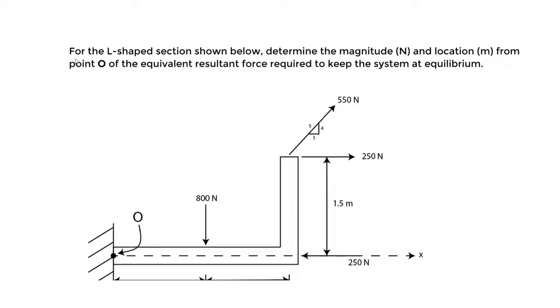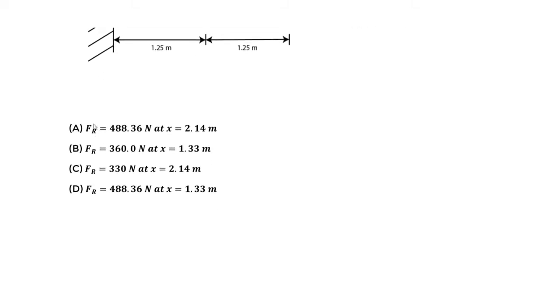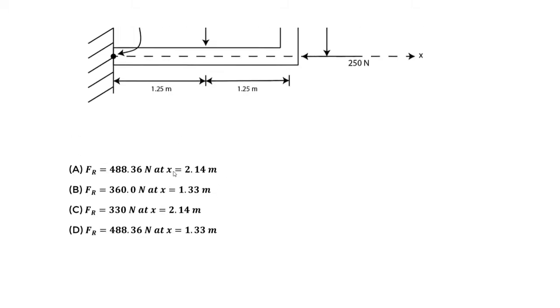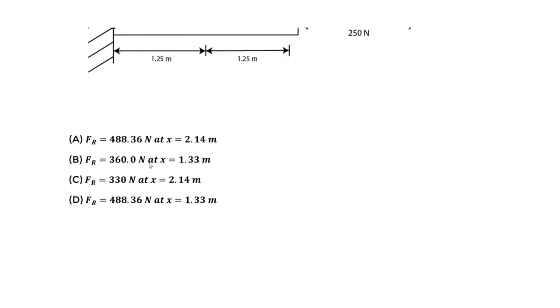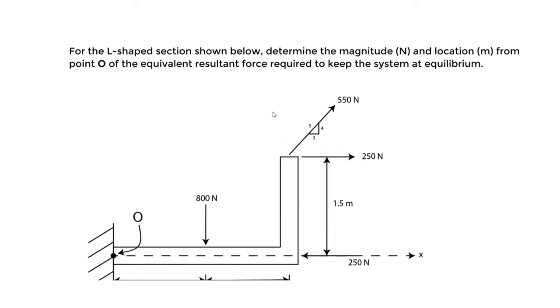So here we're told for the L-shaped section shown below, determine the magnitude in newtons and location in meters from point O of the equivalent resultant force required to keep the system at equilibrium. So we want to find two things, right? We want to find the magnitude of the resultant and the location of it, we'll call it x, from point O. Where are we going to place this? And where are we going to place it to what? To keep the system at equilibrium.